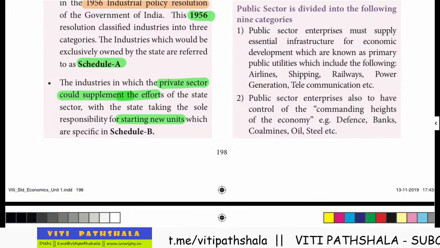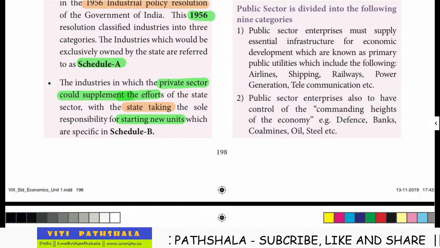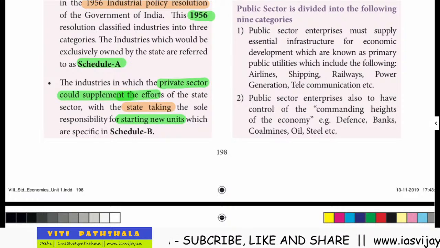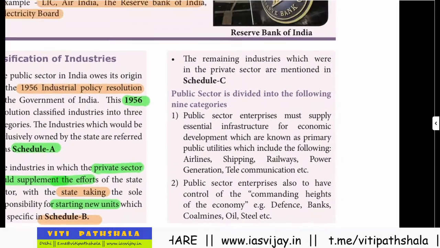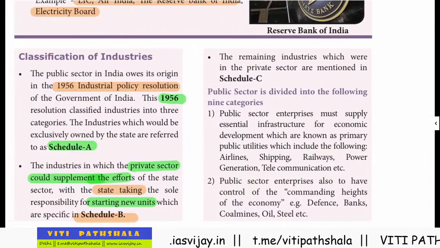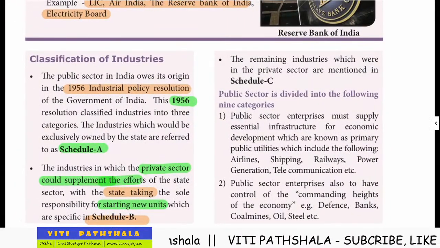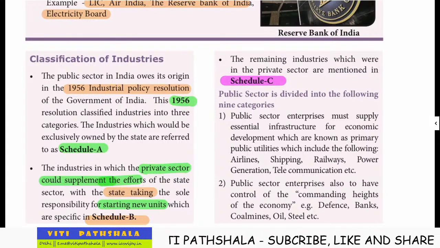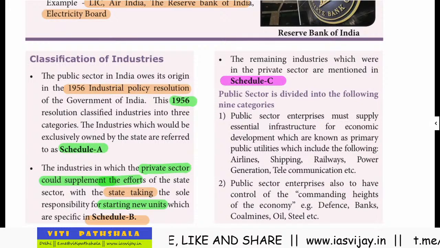मतलब कि नई यूनिट्स कौन स्टार्ट करेगा? न्यू यूनिट शुड बी स्टार्टेड बाय द स्टेट. और वहीं पे प्राइवेट सेक्टर है, इट कुड सप्लीमेंट द एफर्ट्स. इनको कहा गया शेड्यूल बी इंडस्ट्रीज. Then the remaining industries which were in the private sector are mentioned as the Schedule C. Now, public sector is divided into the following 9 categories.